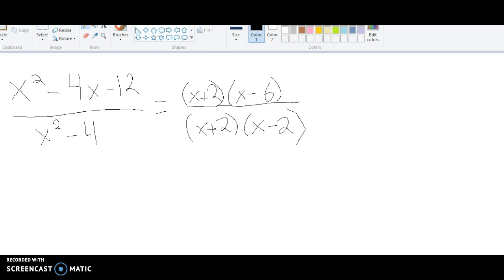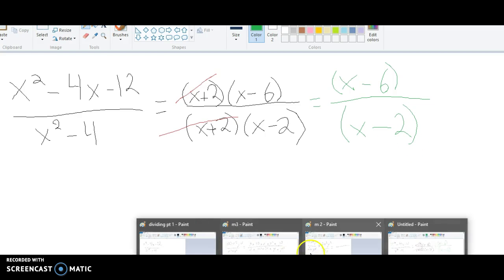And now we divide out the common factor. So that's this and this. We just cross it out, and now we simplify whatever we have, and since we can't simplify further, that's our answer. It's x minus 6 over x minus 2. That's the answer.